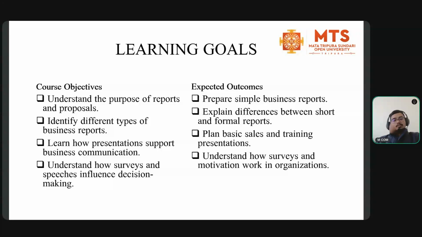Now the expected outcomes. Outcomes tell us what you should be able to do after completing this lecture or this block. After studying this block, you should be able to prepare simple business reports, as you can see here. This includes understanding the structure and writing in a clear and formal manner. You should also be able to explain the difference between short reports and formal reports. This is very important for examinations.